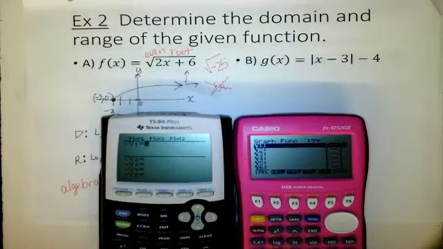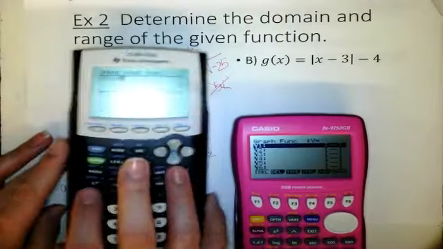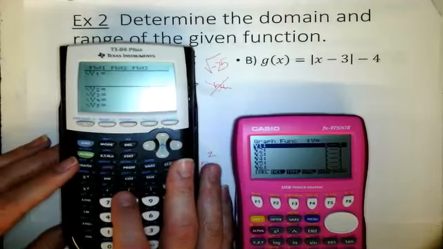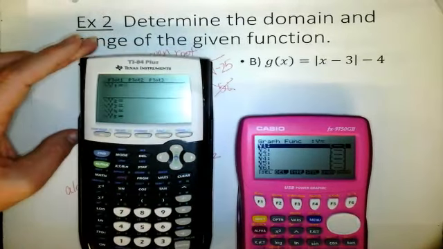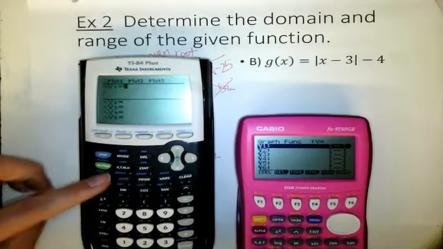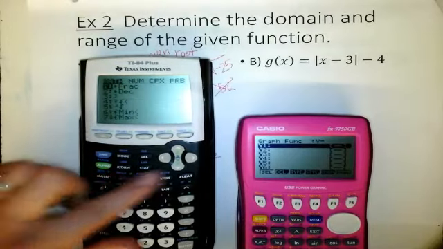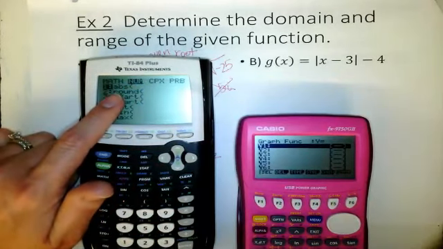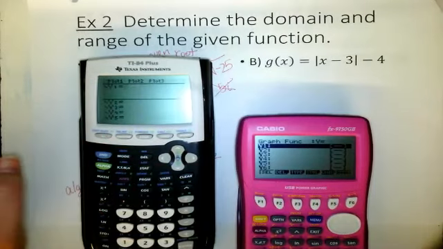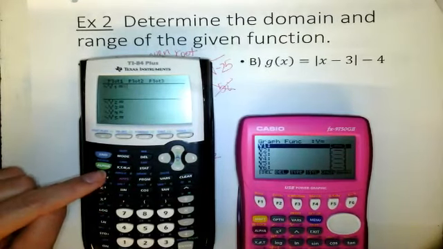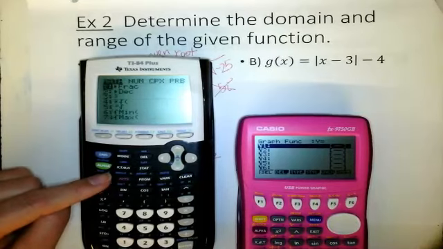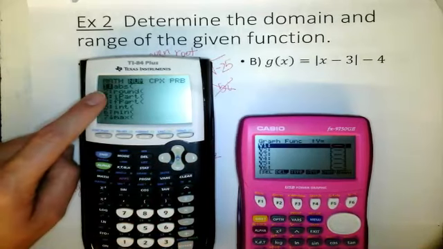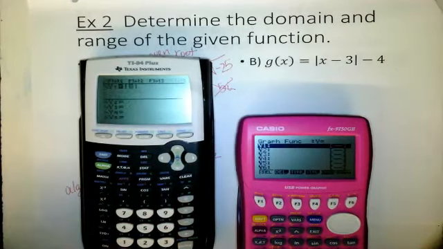Okay, absolute value, listen up. If you're a TI, absolute value is under the math menu. So right now you're in y equals. You've cleared your function. You're going to go to math. Arrow over to num, and ABS is the choice you want to choose.